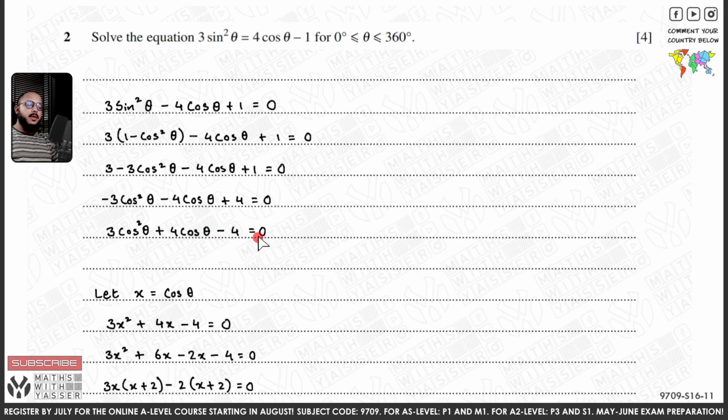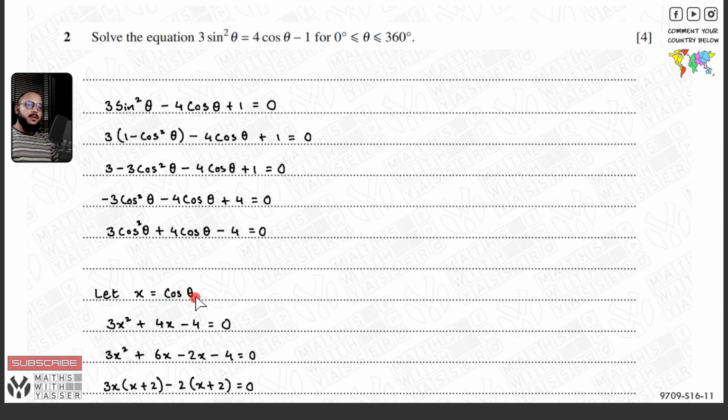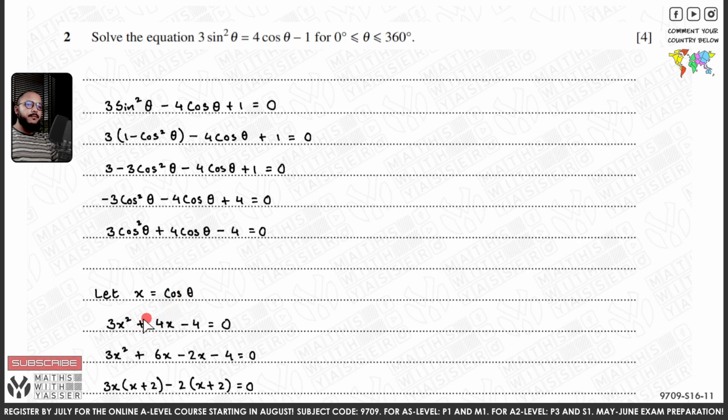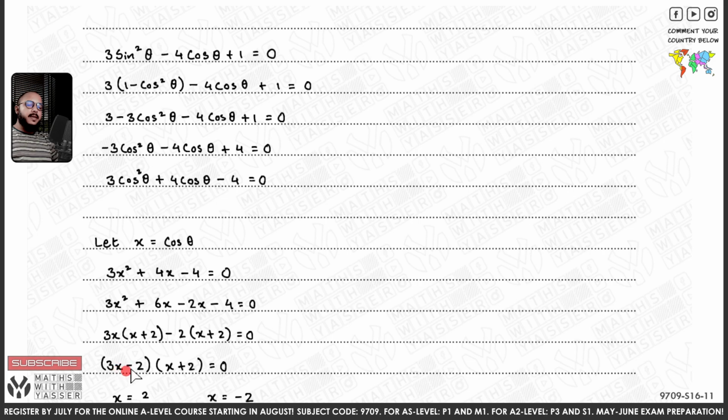Now with the help of substitution, let's say x = cos θ. That makes it simple to solve. So 3x² + 4x − 4 = 0. Then I'm splitting the middle term. So this becomes 3x² + 6x − 2x − 4 = 0. If I take 3x common, this becomes x + 2, and if I take −2 common, I get again x + 2 = 0. So the factors are 3x − 2 and x + 2 = 0.